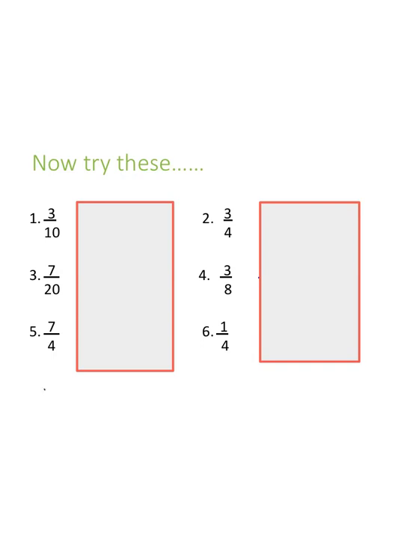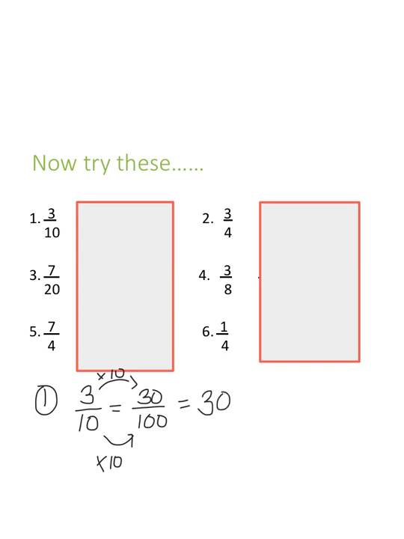So in the first one, we've been asked to change 3/10 into a percentage. So 3/10, we know that 10 is a factor of 100, so it goes into 100 exactly. So if I multiply 10 by 10, it will give me the 100. So I must do the same to the numerator. 3 times 10 is 30. So 3/10 can be written as 30%. You can now pause this video and have a go at the others.